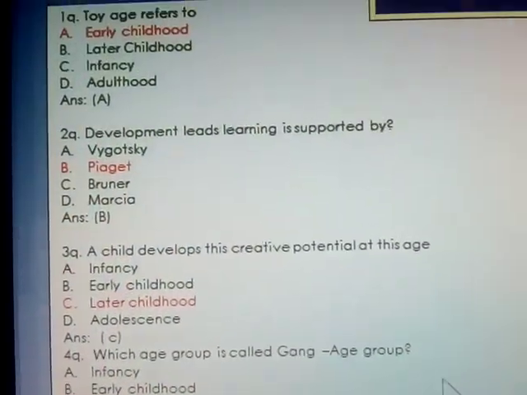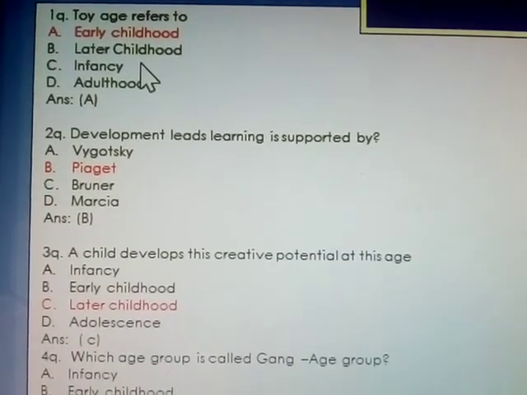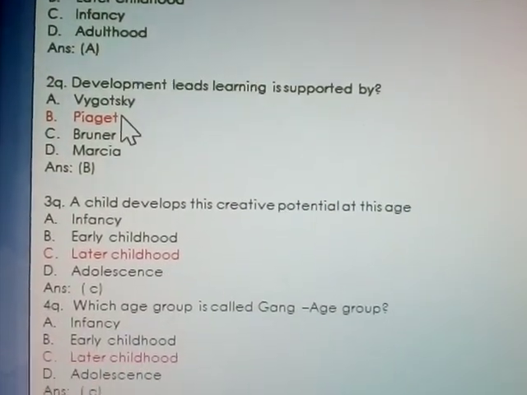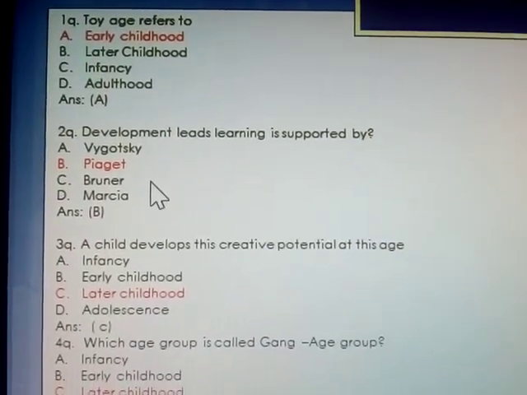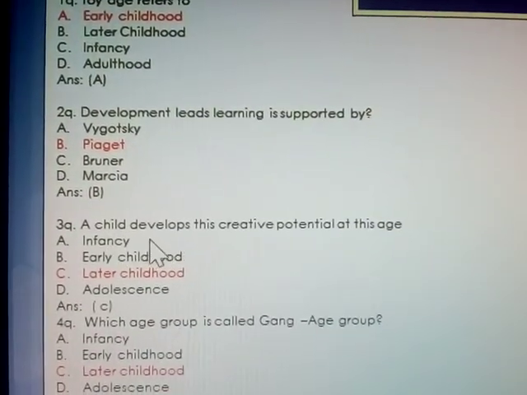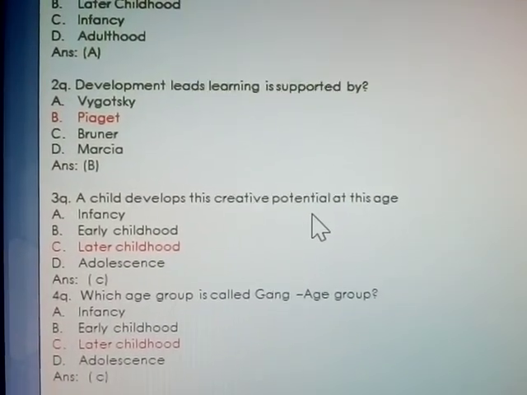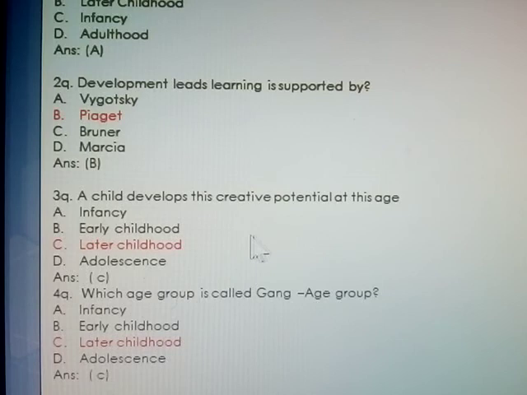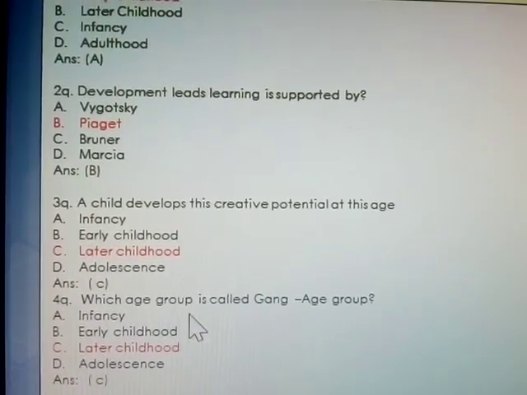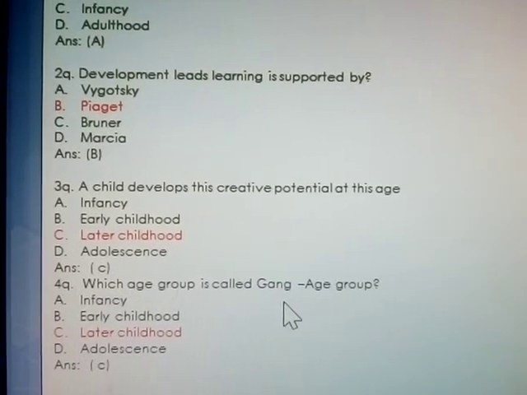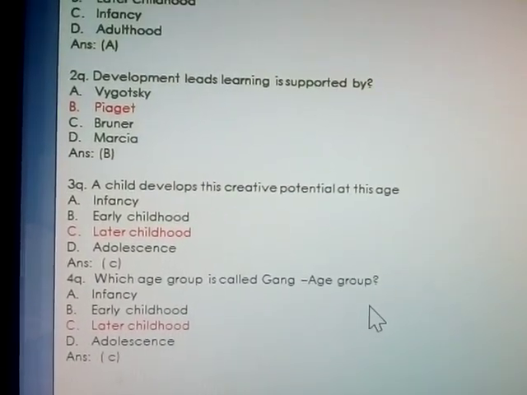Question and answers. Toy age refers to? Answer: early childhood. Development leads learning, supported by Piaget. Answer: the children develop their creative potential at this age. Answer: later childhood. Which age group is called the gang age group? Answer: later childhood.